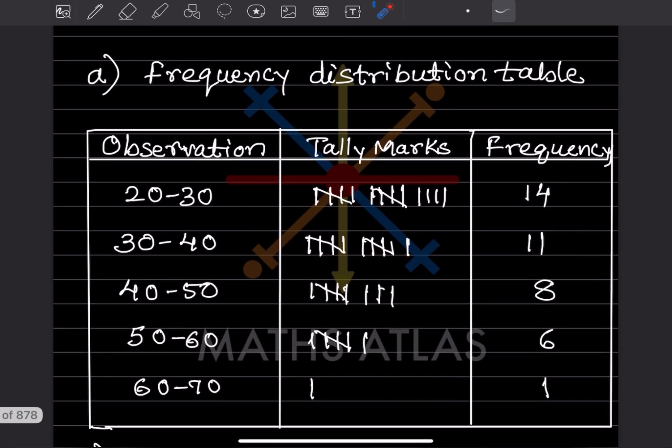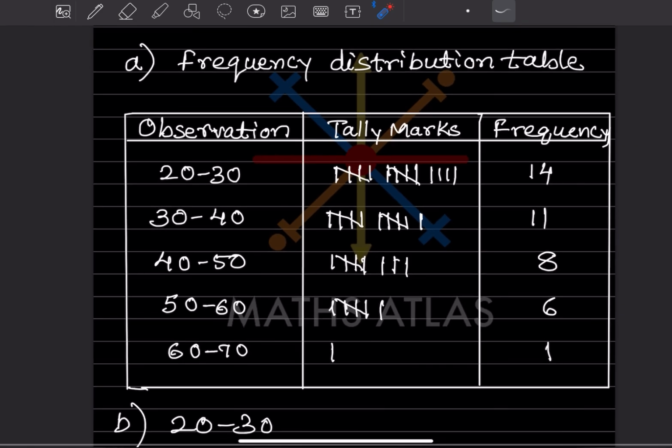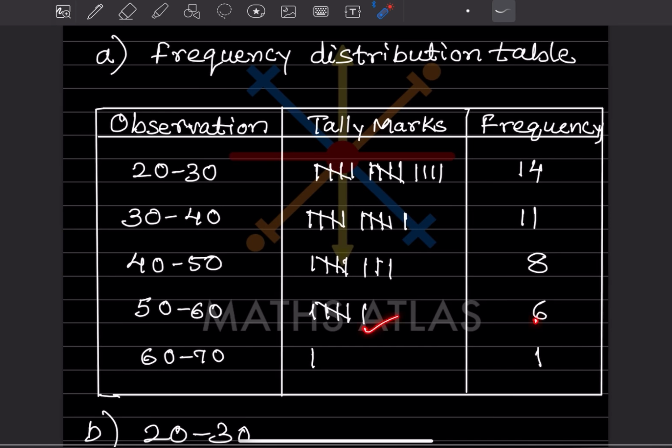Here 40 to 50, 5 and 3, that is 8. In between 50 to 60, 5 and 1, that is 6. And in between 60 to 70, there is only 1, that is what you are going to write. So this is the frequency distribution table.